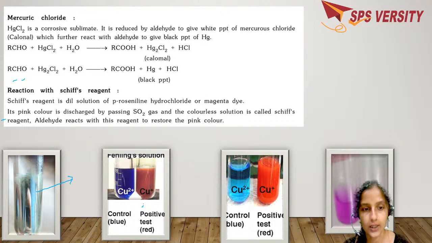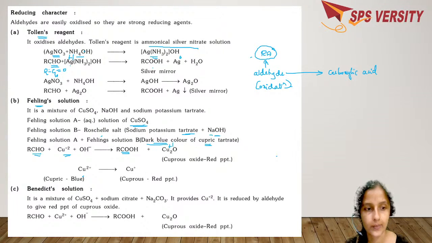So if you see the reaction, this is the Fehling solution. If you treat aldehyde with this, then aldehyde gets converted to the carboxylic acid, and the Cu2+ changes to Cu+1. This is the red color precipitate or red color solution that will be seen. So this is also a positive test for aldehyde.